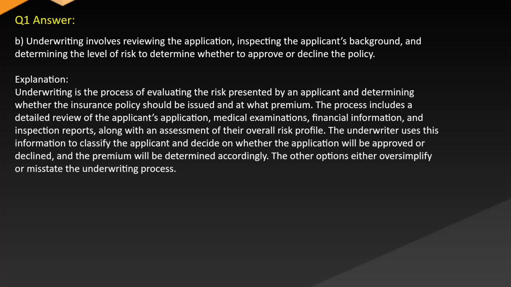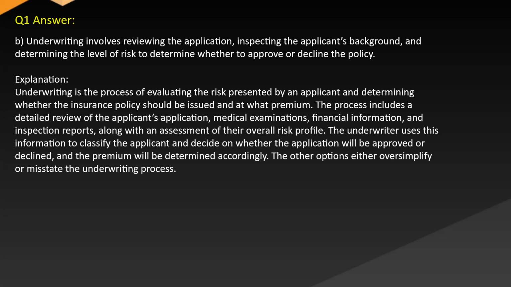Answer. B. Underwriting involves reviewing the application, inspecting the applicant's background, and determining the level of risk to determine whether to approve or decline the policy. Explanation. Underwriting is the process of evaluating the risk presented by an applicant and determining whether the insurance policy should be issued and at what premium.